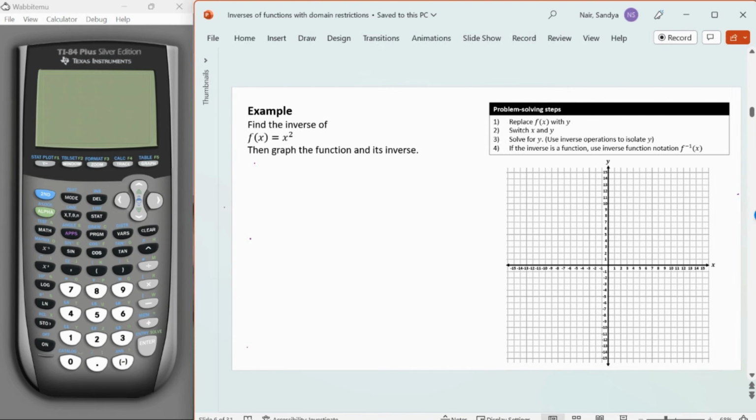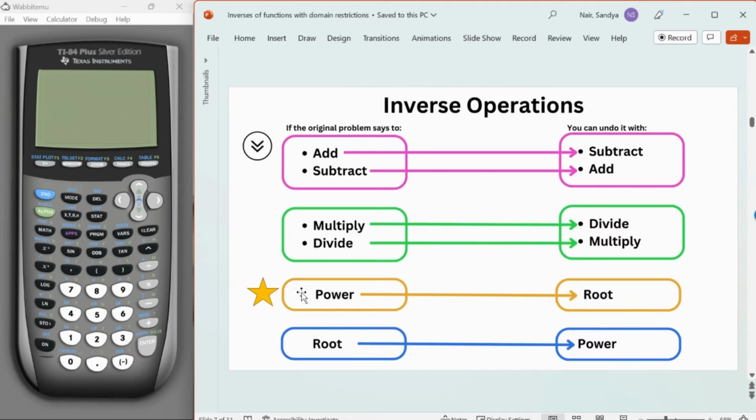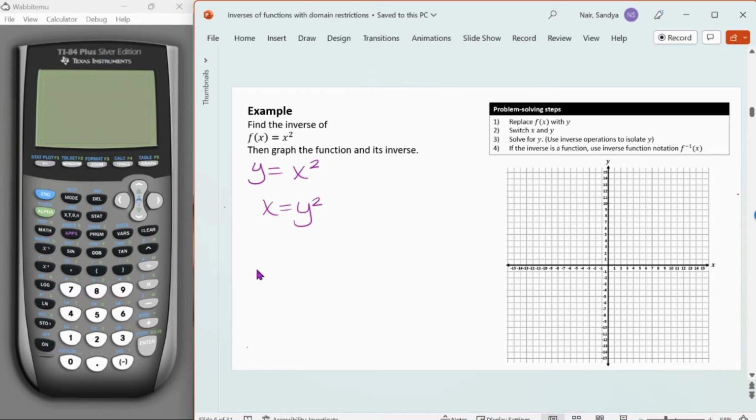So what I'm going to start doing is I'm going to replace f of x with y. So I get y equals x squared. And now I'm going to switch my x and y. So that gives me x equals y squared. And so now what I need to do is undo this squared in order to solve for y. Well, remember that anytime we have a power, we can undo it using the root. So since I have a squared power, I'm going to undo it using the square root. So I'm going to take the square root of both sides of my equation. And when I do that, that's going to give me plus or minus the square root of x equals y.